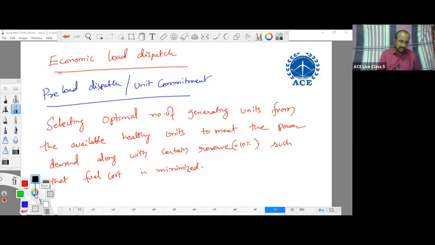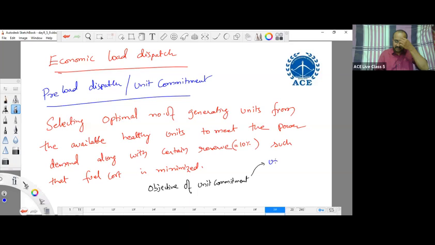What is the objective of unit commitment? The unit commitment problem will give the commitment status of the units. That is, if the unit is committed for generation, U is equal to 1. If U is equal to 0, it means not committed. It will give the committed status of the units.